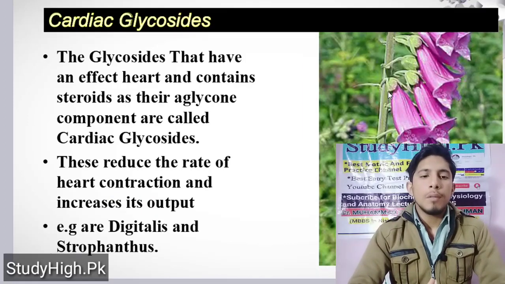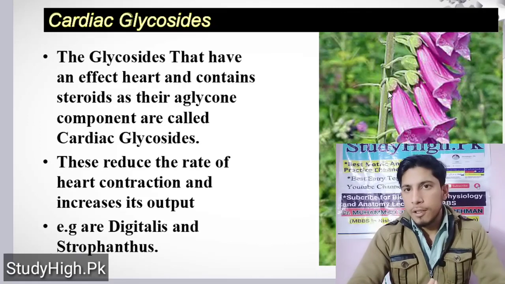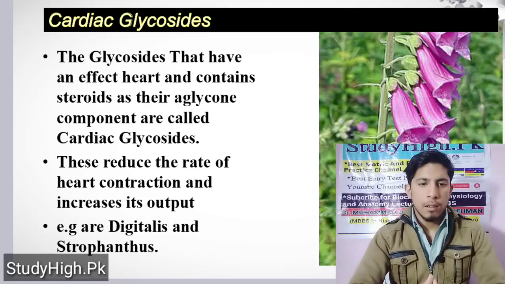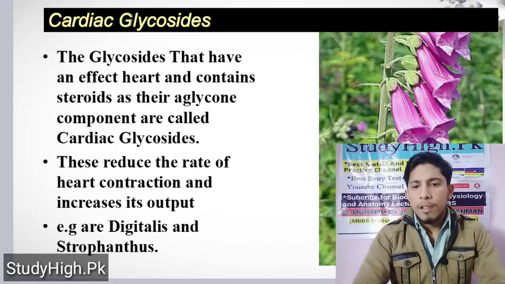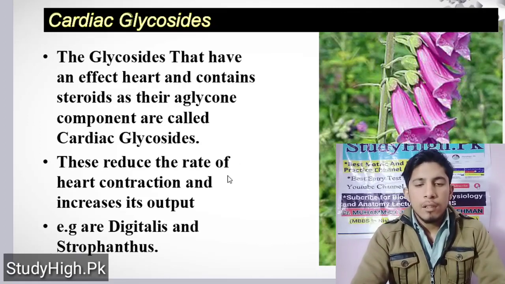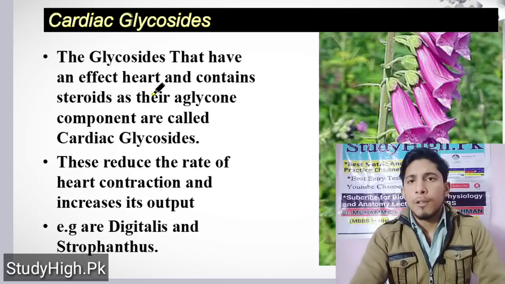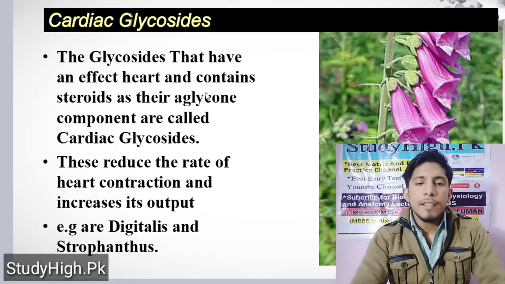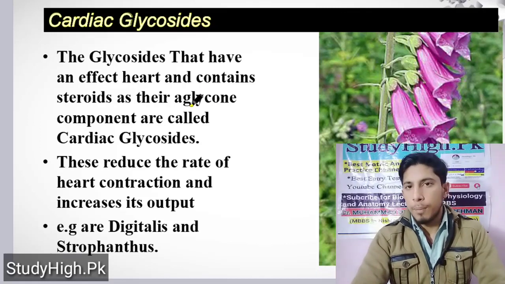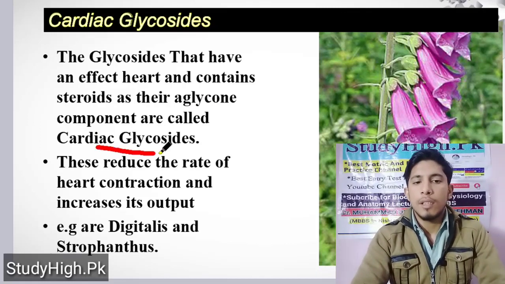Now we are going to discuss the last topic of this lecture, the cardiac glycosides. What are the cardiac glycosides? First I want to explain this. The glycosides that have an effect on the human heart and contain steroids as their aglycone component are called cardiac glycosides.